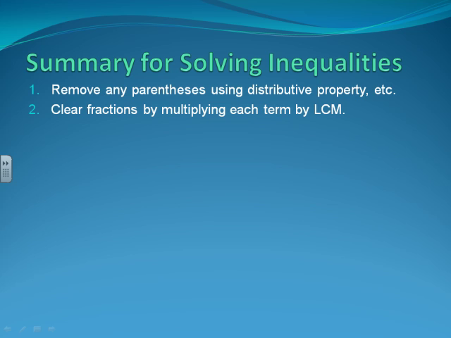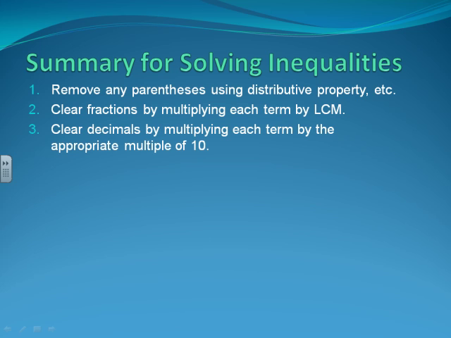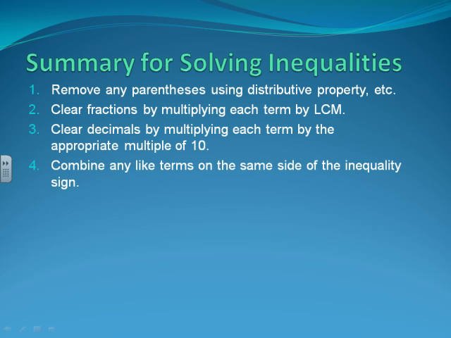Your second step is going to be to clear fractions, just like with equalities, by multiplying each term by the least common multiple. Third step, clear decimals by multiplying each term by the appropriate multiple of 10. Fourth step, combine any like terms on the same side of the equality sign. Remember, you can't combine like terms across an equal sign. You can't combine like terms across an inequality sign either.